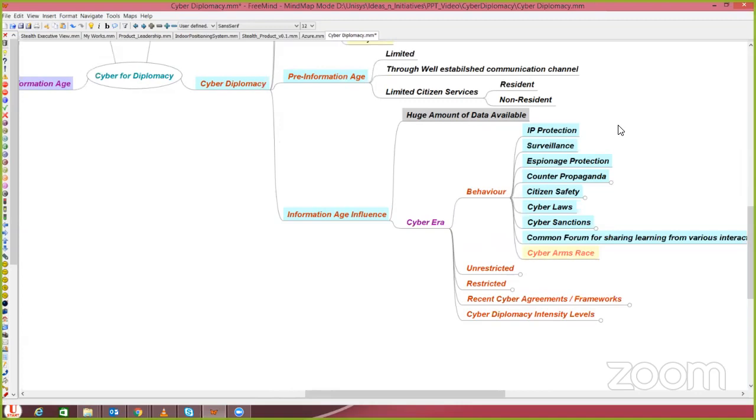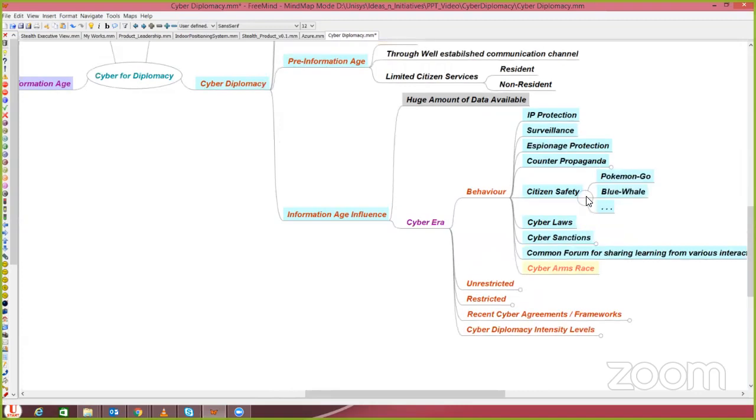Citizen safety, both for resident and external citizens. And there is some information about how some of the tools used on cyberspace were actually hampering citizen safety. I have just called out Pokemon Go, and we heard a lot of news about how Pokemon Go affected individual citizens. We also have many cases in India about Blue Whale, and there are many more, right?